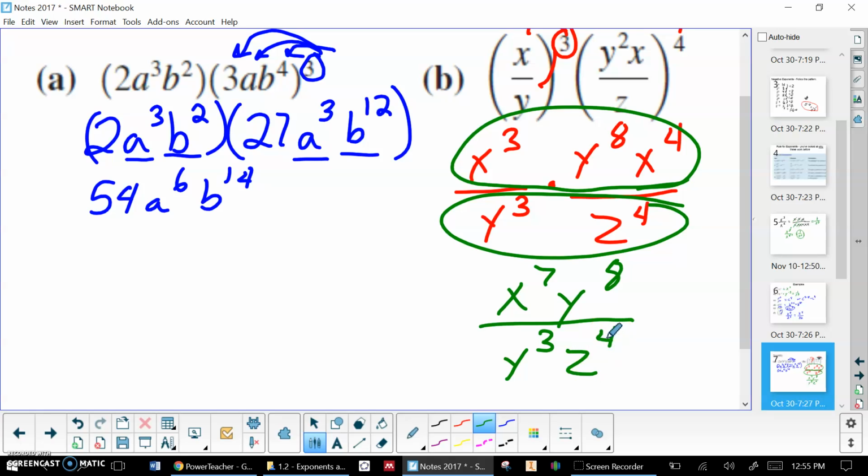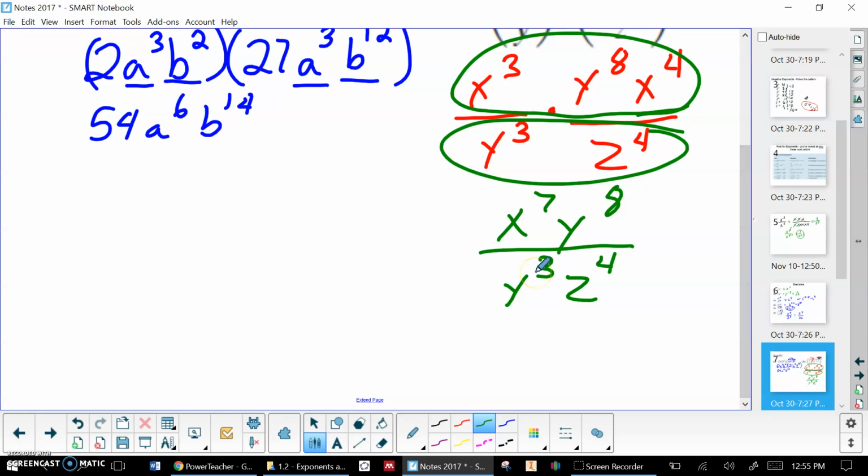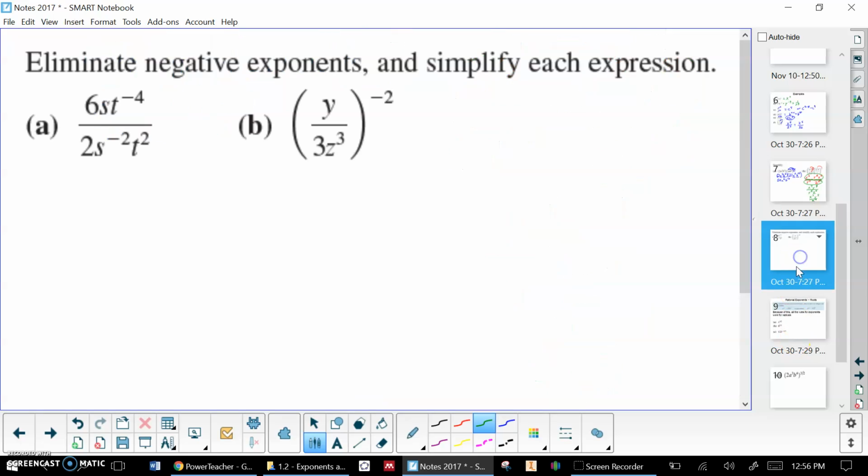Now the last thing here is the y's. I have 8 on top, 3 on the bottom. Our rule is subtract. 8 minus 3 is 5. And so I have x to the 7th, y to the 5th, over z to the 4th power. That's honestly about as much as we're really going to need to know with these exponent rules. Now, the last part of this is we've got some negatives in here.